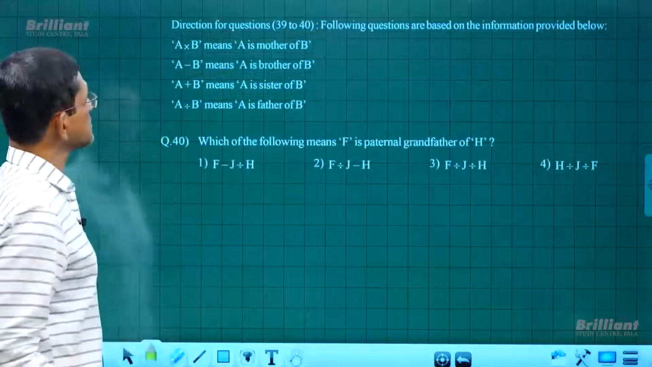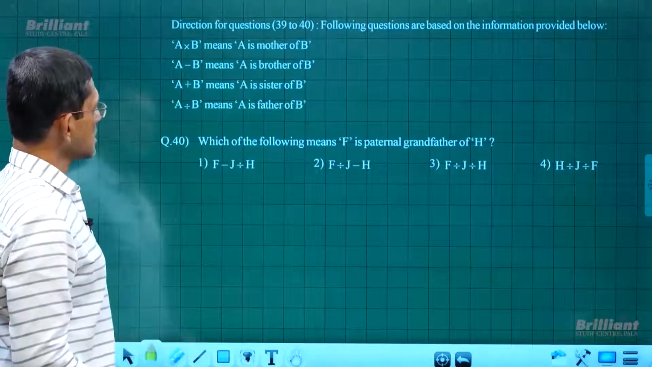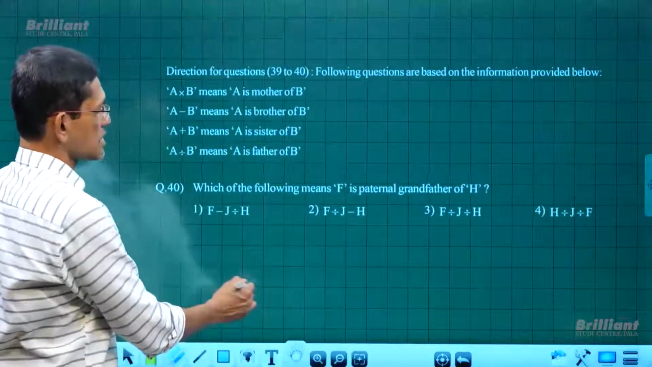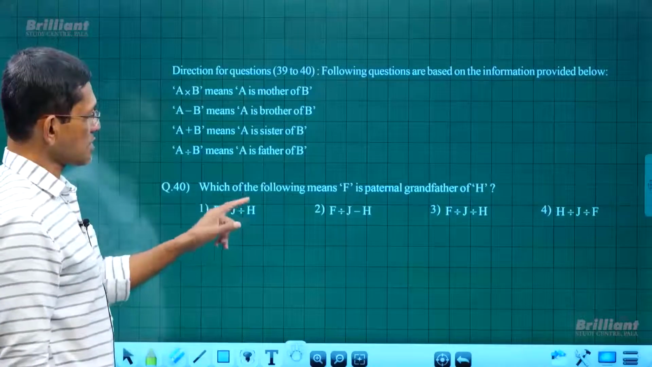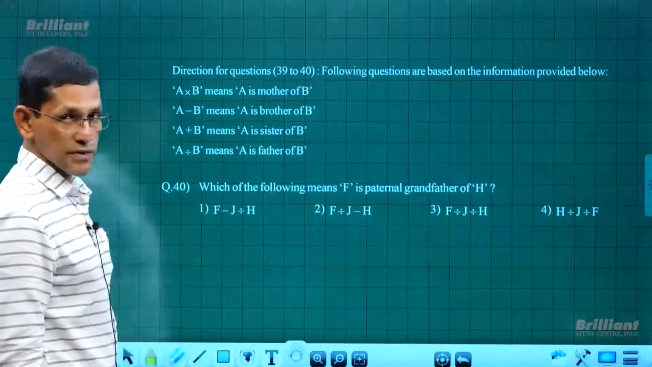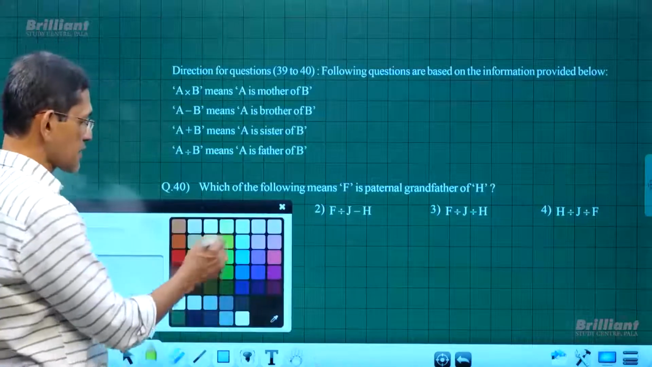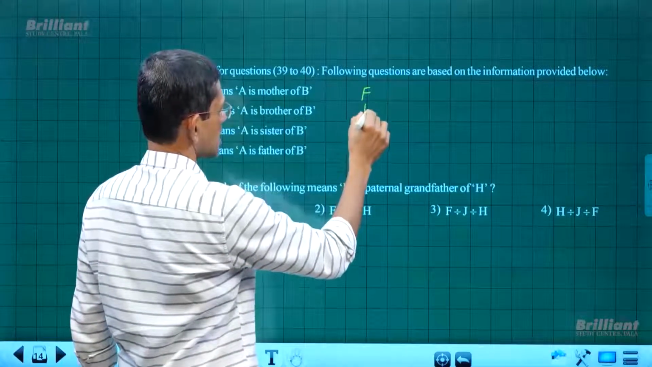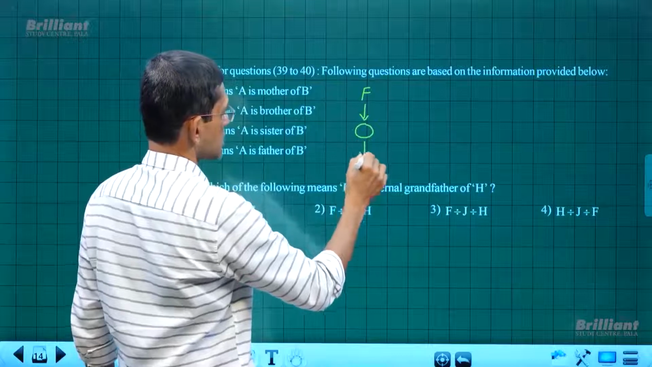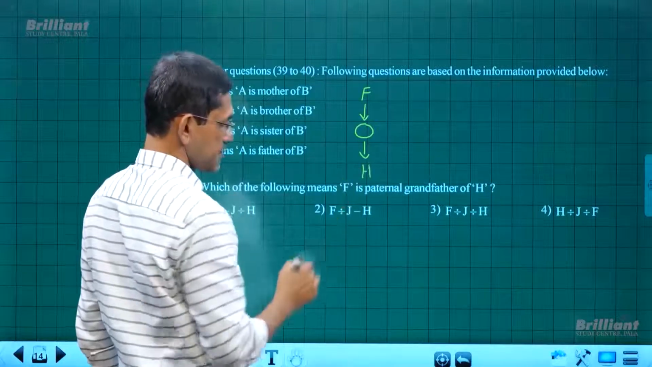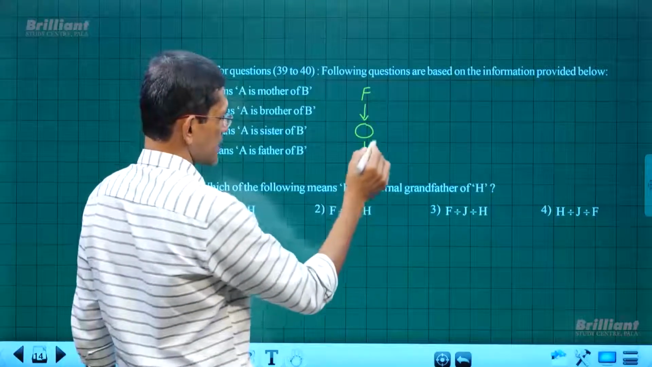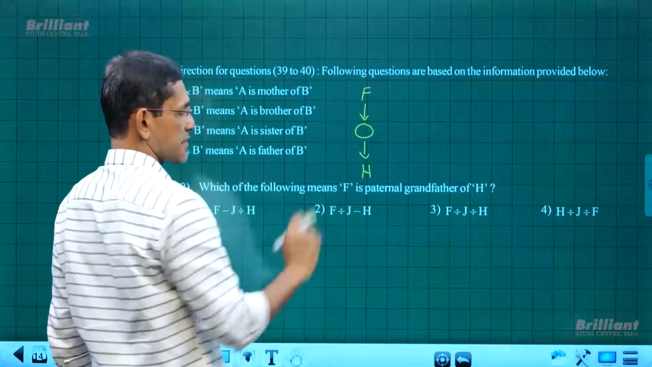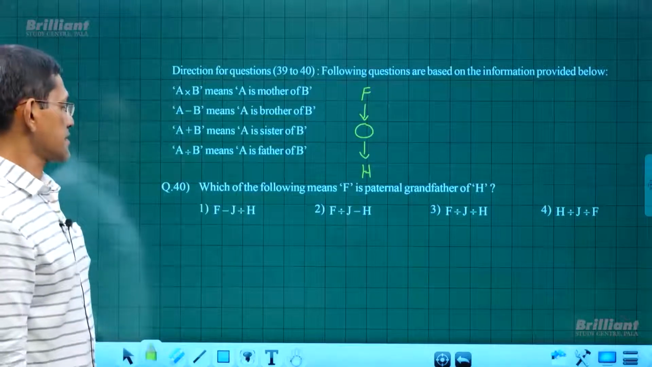Now, next one. Similar question, A into B, etc. So all the relations are there. Now, which of the following means F is the paternal grandfather of H? That means H, and the father of H is here, and that father's father is F. So that's the relation we are looking for.